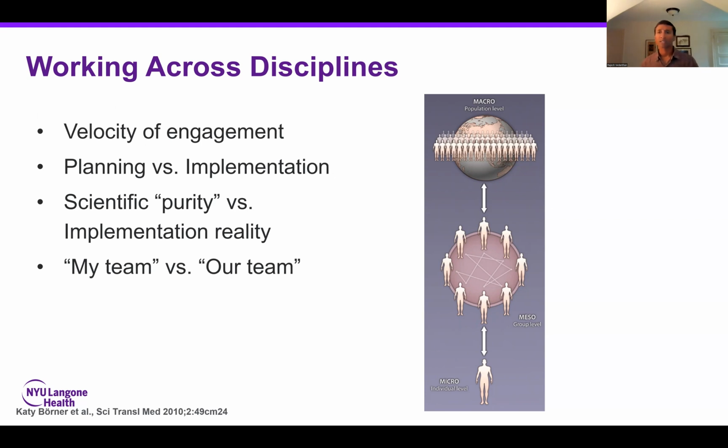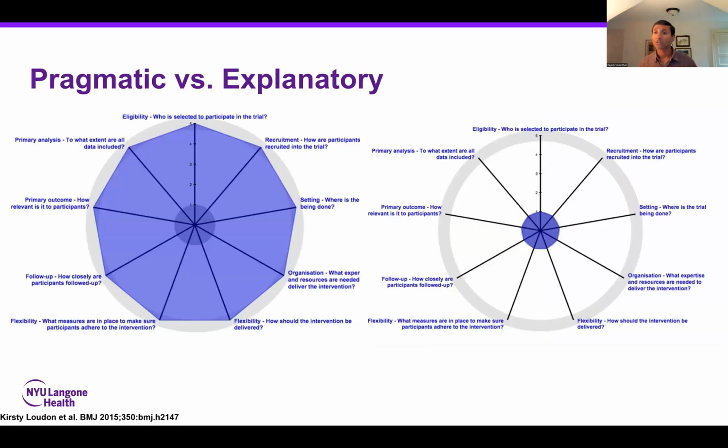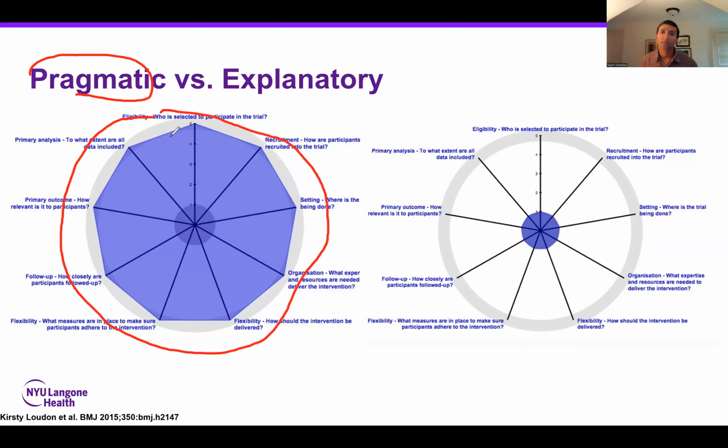When people think of themselves as separate components, that can be a challenge as well. One of the issues that I raised earlier in my first presentation, I wish to come back to again, is the idea that implementation research happens within real-world contexts and circumstances, and generally will be more of a pragmatic approach, with this PRECIS-2 wheel being scored in a higher fashion and with an outline that's a little bit larger, obviously, than the more, quote unquote, explanatory, scientifically pure trials.